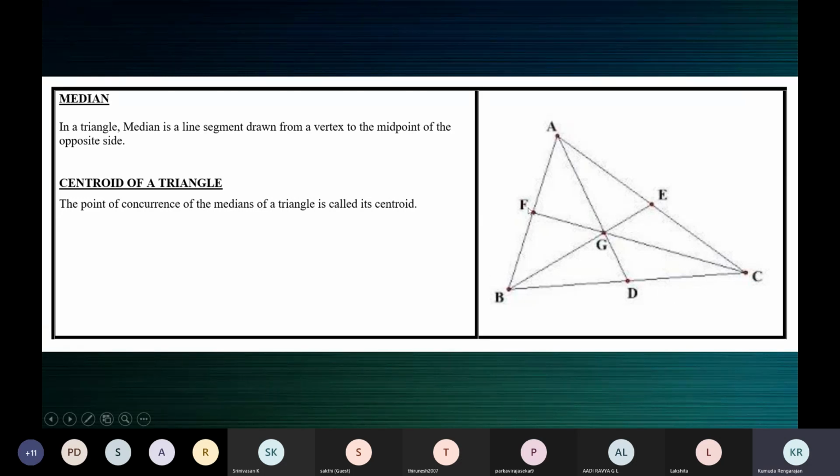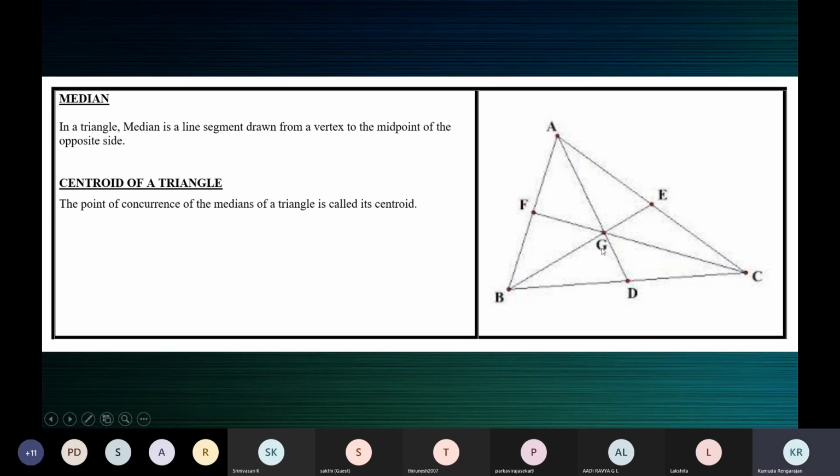D, E, F are the midpoints of the sides of the triangle ABC. Now AD is a median because it's a line segment from the vertex to the midpoint of the opposite side. BE is a median from the vertex B to the midpoint of the opposite side. CF is a median drawn from the vertex C to the midpoint of the opposite side AB.